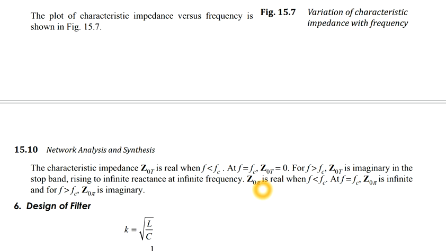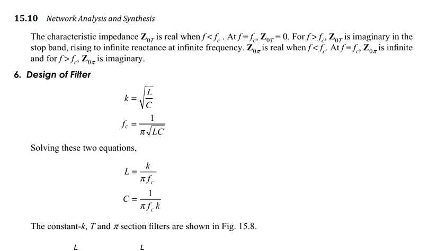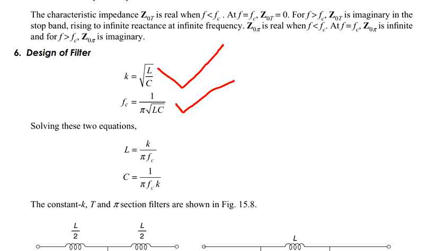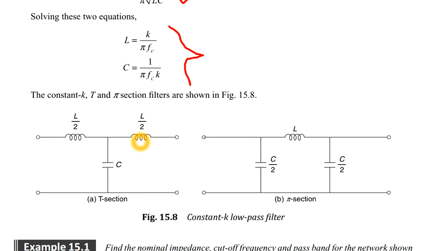Now we will see how to design the filter. The design equations are these. We have k equals square root of L by C and fc is equal to 1 by pi root LC. If you solve these two equations, you will get L and C values and you keep them here in place of Z1 and Z2. That is, it is Z1 by 2 in case of T, and here it is 2Z2 in case of pi. So like this we are going to design the low pass filter.